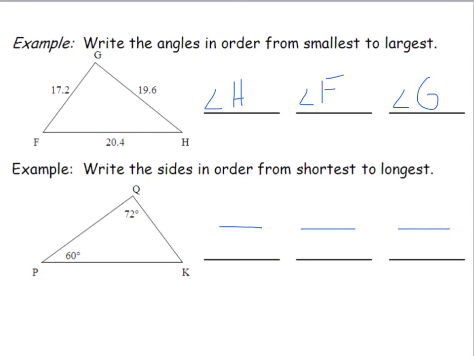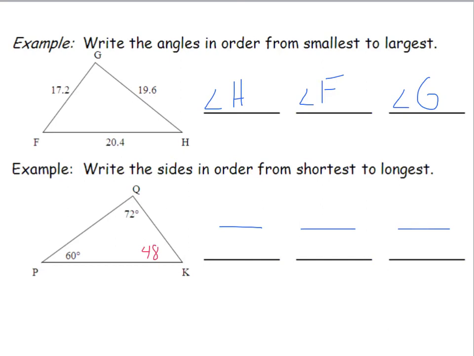So let's look at this. I know there's 180 degrees in a triangle. So if I take 60 and 72 away from 180, I will be left with 48 degrees. That's how I'm going to figure out that third angle. Once I've got the third angle, now I can do the comparisons. So I'm writing the sides in order from shortest to longest.